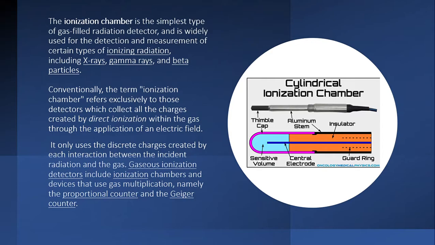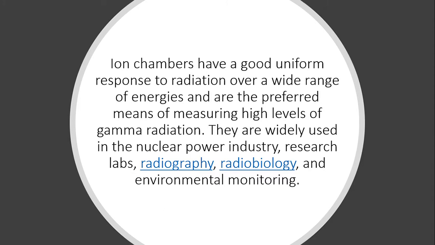Gaseous ionization detectors include ionization chambers and devices that use gas multiplication, namely the proportional counter and the Geiger counter. Ion chambers have a good uniform response to radiation over a wide range of energies and are the preferred means of measuring high levels of gamma radiation. They are widely used in the nuclear power industry, research labs, radiography, radiobiology, and environmental monitoring.